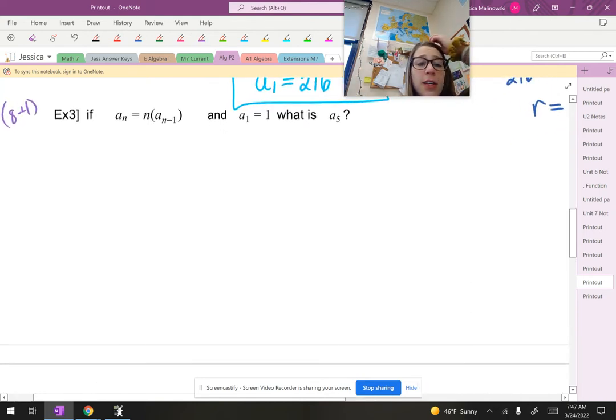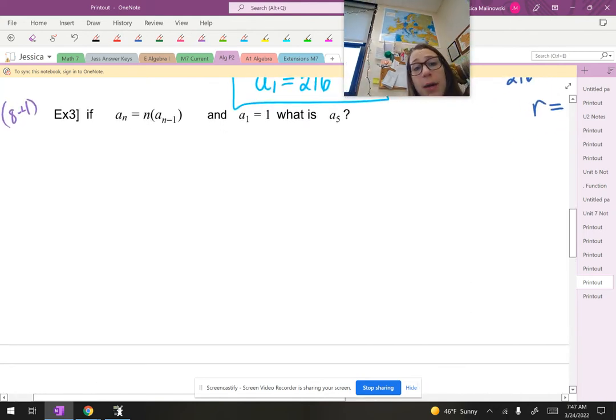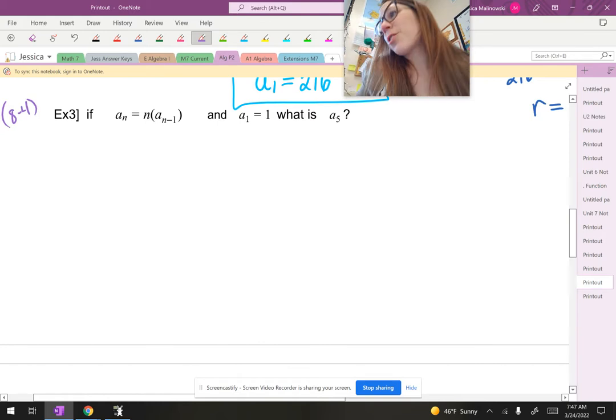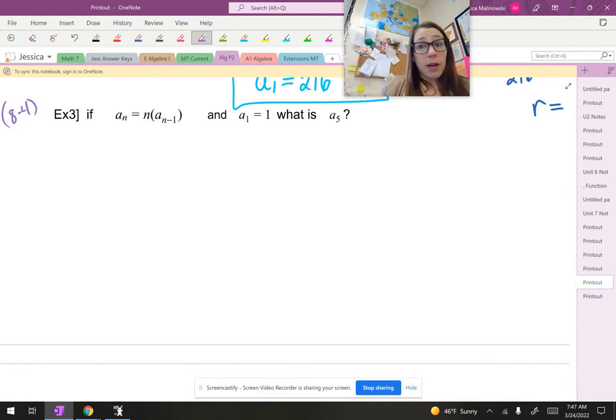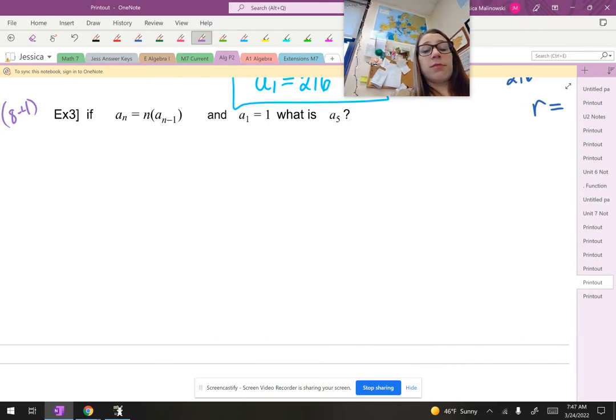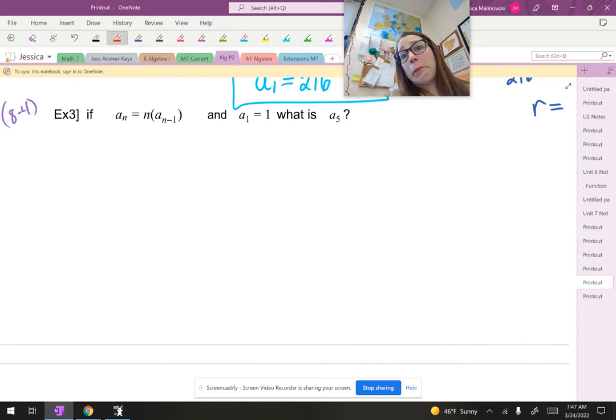So if a sub n is equal to n times a sub n minus 1 and a sub 1 is equal to 1, what is a sub 5? So do not just make the assumption that, because a sub 1 is 1, that a sub 5 is going to be 5. That's not a good assumption to make. You know what they say when you assume.